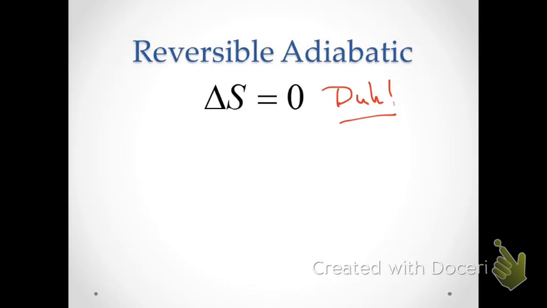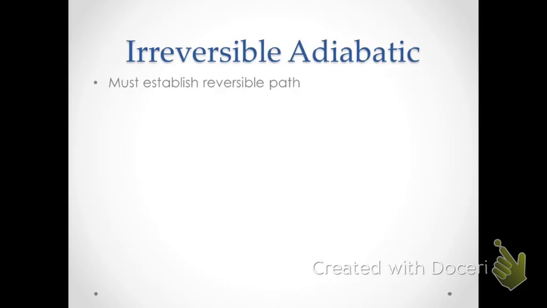Well, that's simple enough. All we need to know is if it's adiabatic and reversible, delta S is equal to 0. One has to be careful here, however, because if it's irreversible, it's not going to be equal to 0. We get a different result for the irreversible adiabatic process. So how do we do that? Well, if we have an irreversible adiabatic process, now we have to come up with a reversible path to get us from the initial state to the final state before we can calculate delta S.